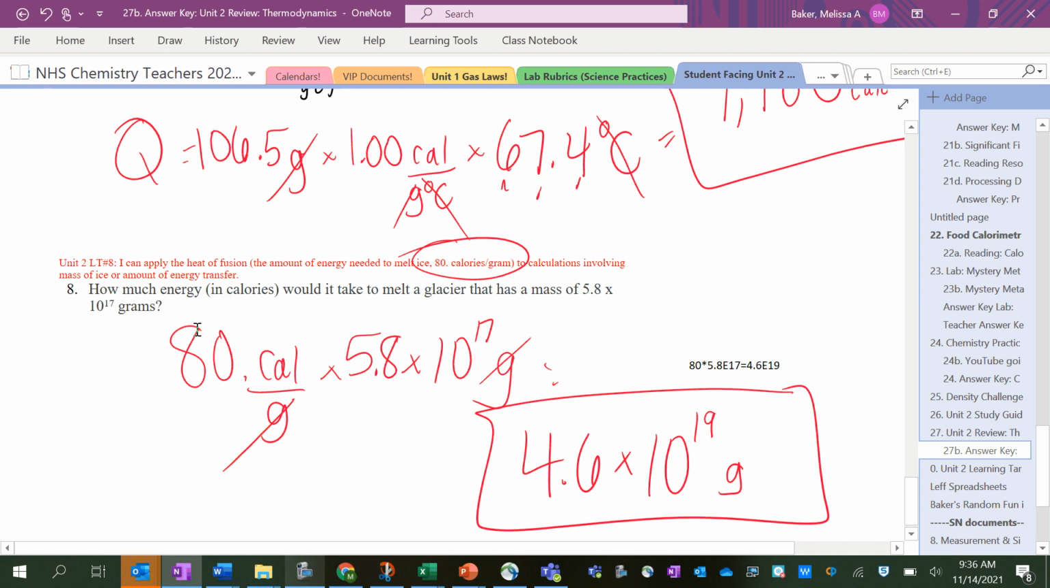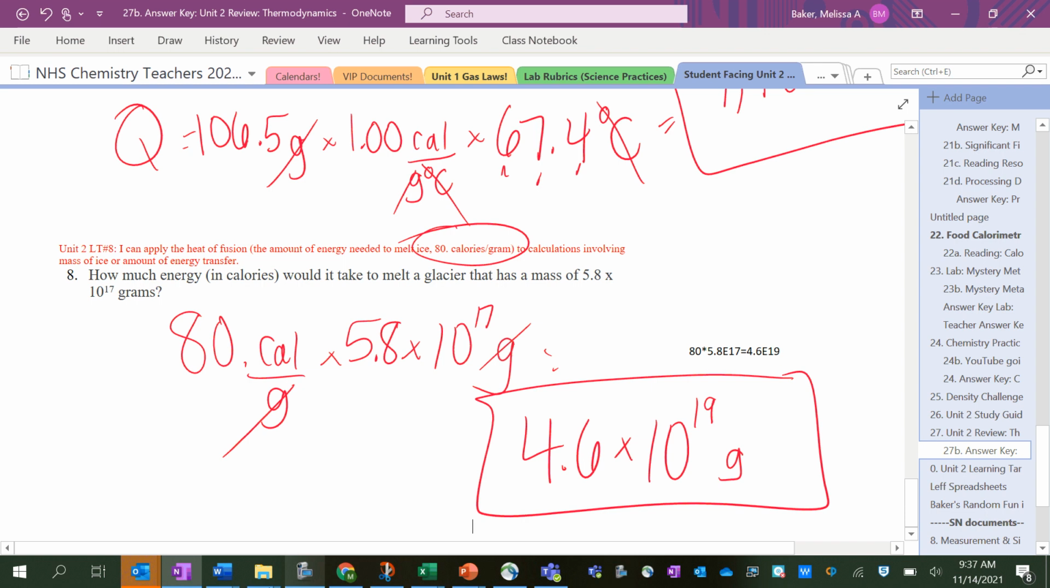Again, because it's 80 calories to melt 1 gram, and we're trying to melt 5.8 times 10 to the 17th grams, we want to multiply those together to get our final answer. There we go.